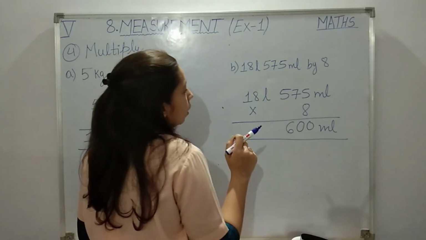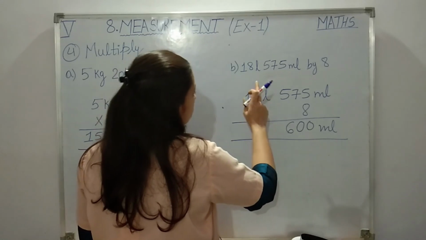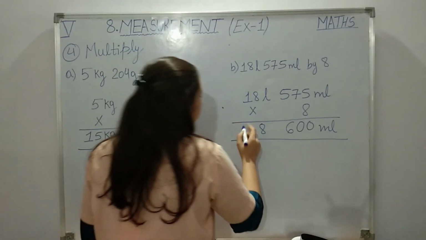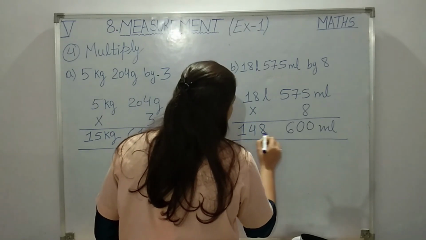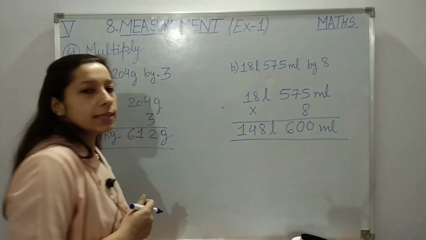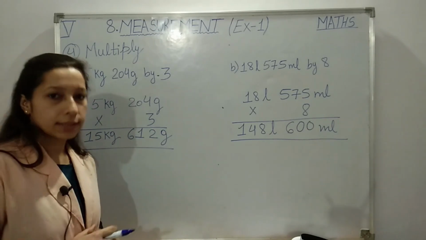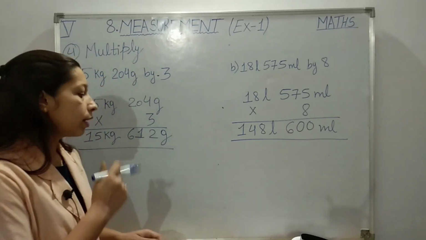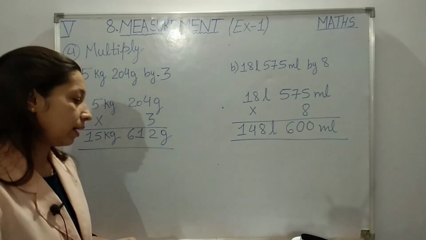Then 4 carry over, 8 8s are 64, 65, 66, 67, 68, then 8 1s are 8, 9, 10, 11, 12, 13, 14. So our final answer is 148 liters 600 milliliters. See how easy it is, isn't it? And now again point number C will be your homework. Note it down. Then we'll see question number 5, divide.